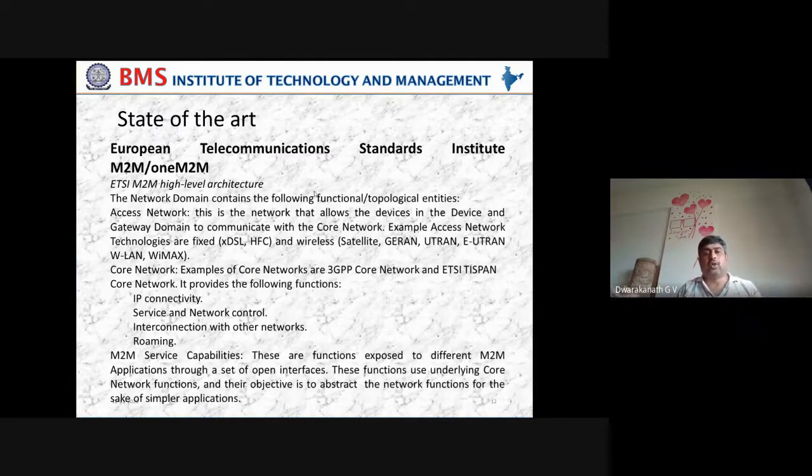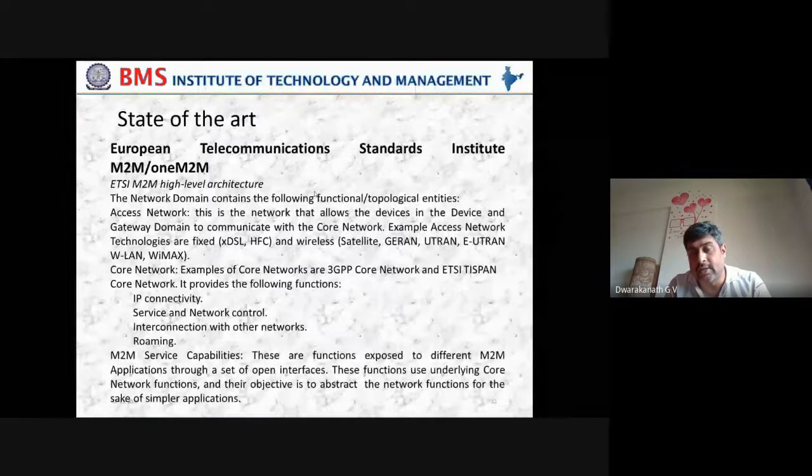Once it is connected to the internet through IP connectivity, from Andhra or wherever, even from foreign countries, you can operate the motor. That is the thing here. That is M2M service capabilities. These are the functions. What are the service capabilities?